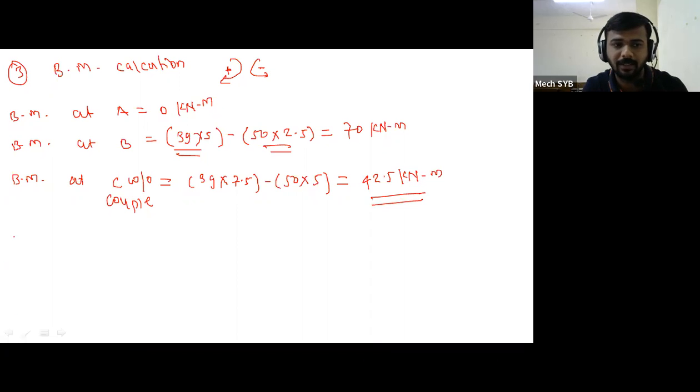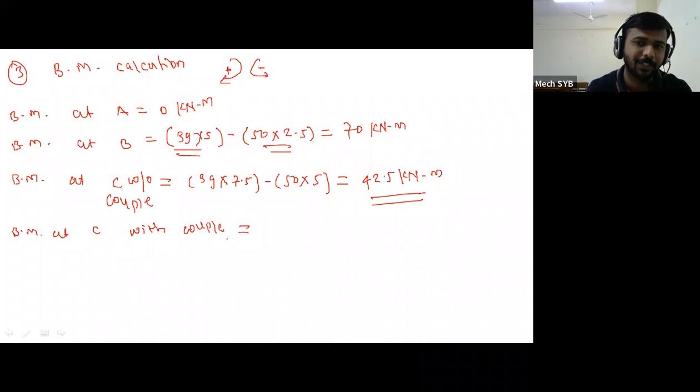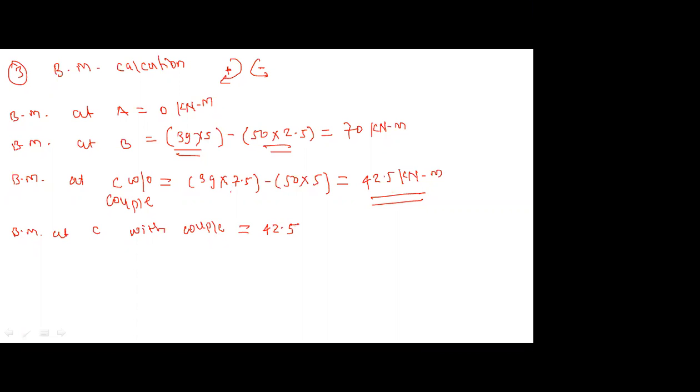Then what will be the next? BM at C with couple. मग with couple कन्सिडर करायच्या अगोदर त्याच्या लेफ्ट साइडचे किती फोर्सेस आहेत आपले? 2, बरोबर. आणि ते आपल्याला ऑलरेडी आन्सर आपण काढलेला आहे किती? 42.5. म्हणजे हेच डिस्टन्स असणार आहे.